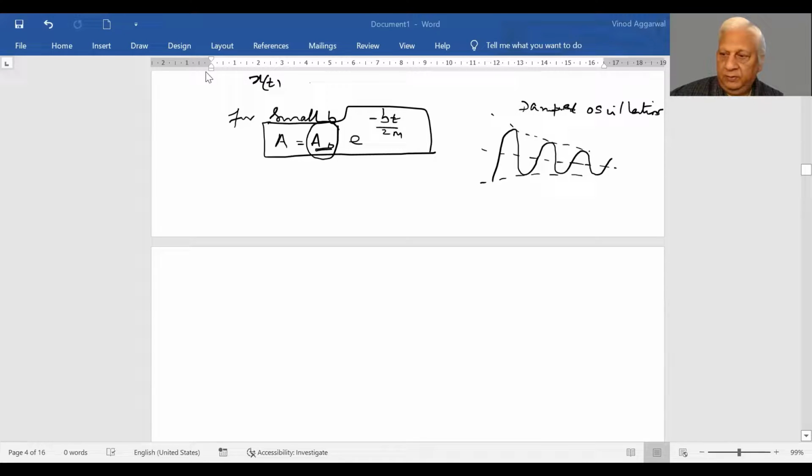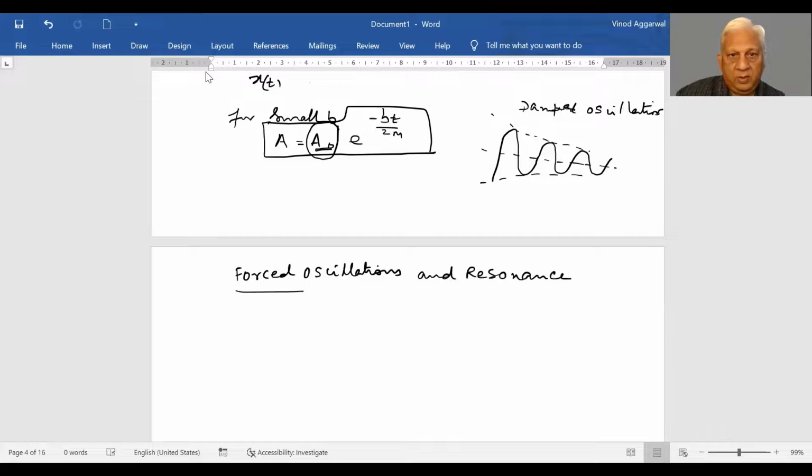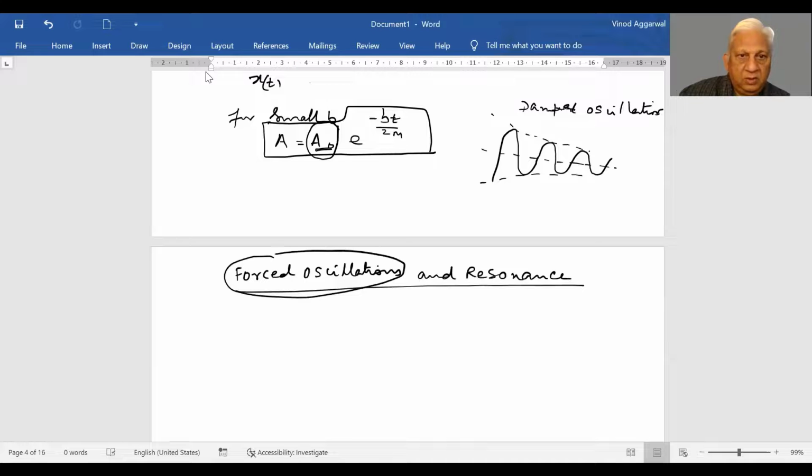Now we talk another topic, which is forced oscillation and resonance. What is forced oscillation? Forced oscillation is that an oscillation doesn't keep happening on its own. We keep adding force to it. And how is it?